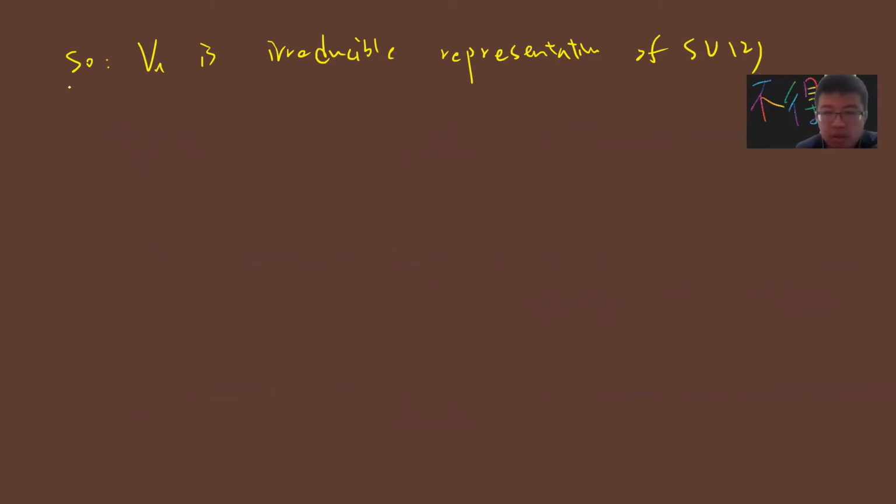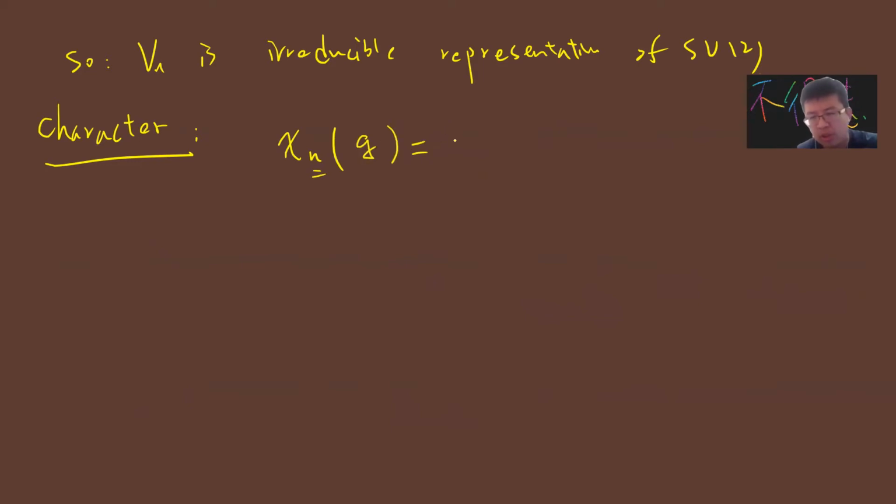Okay, so let me compute the final part. Let's compute a character. The character will help us prove that each irreducible representation must fall into one of the Vn. So let's talk about the character. Remember, for each group representation, the character of g will be its trace, so it's the trace of g.